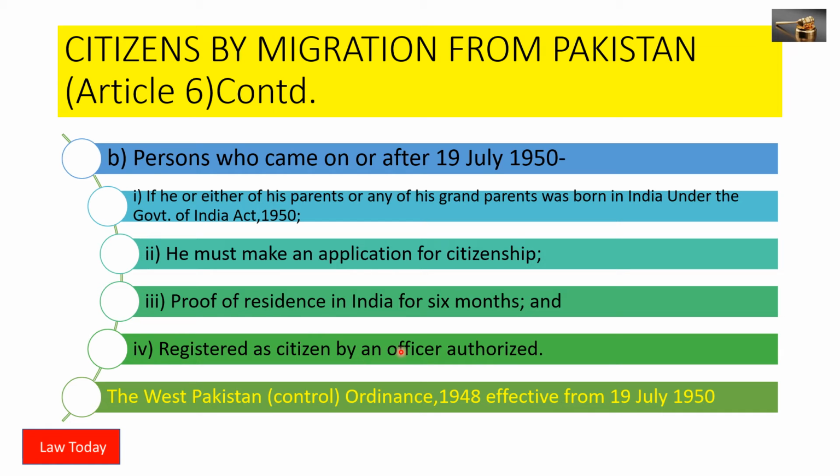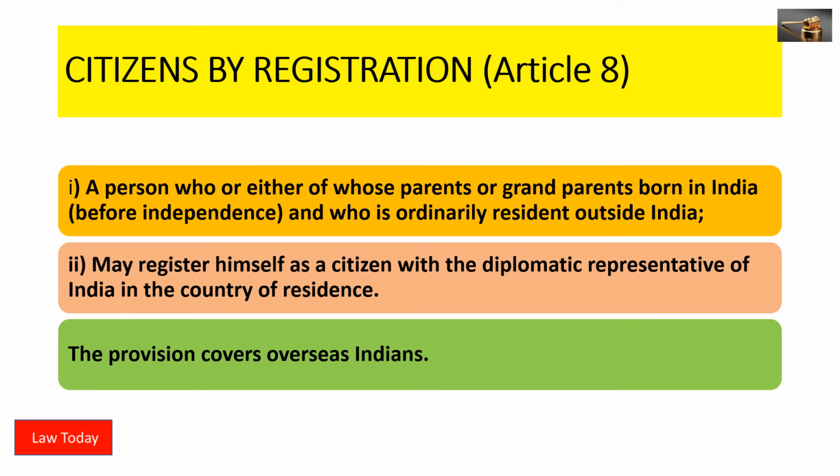The significance of 19th July 1948 is that the West Pakistan Control Ordinance 1948 was issued, which established a system of permits and became effective from 19th July 1948, and it introduced the system of registration.